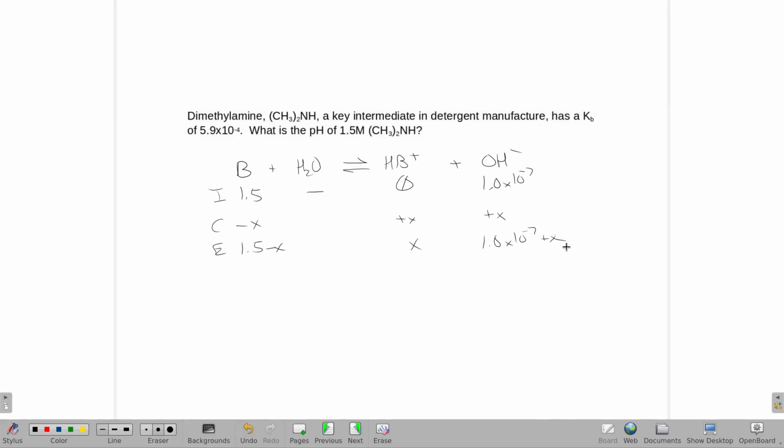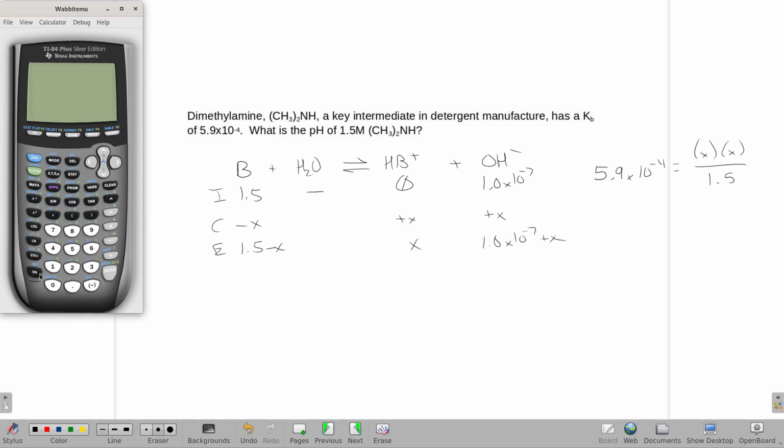You notice something though? Doesn't this look familiar to what we've been doing? This is a reasonably small number. So rather than actually write out this full math, I'm going to write out what I'm going to do as an assumption. I'm going to assume this is x, and that is too insignificant to count, so I'm dropping the 1 times 10 to the negative 7th. And I'm just going to divide this by 1.5 rather than 1.5 minus x. Let's see what our x comes out to be.